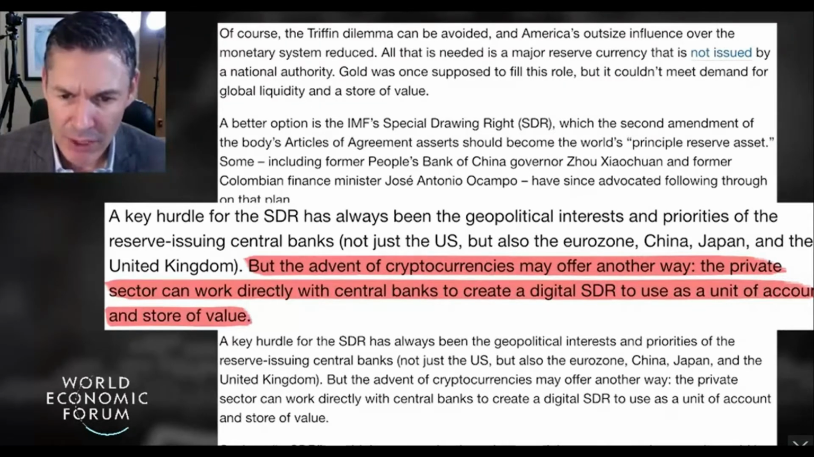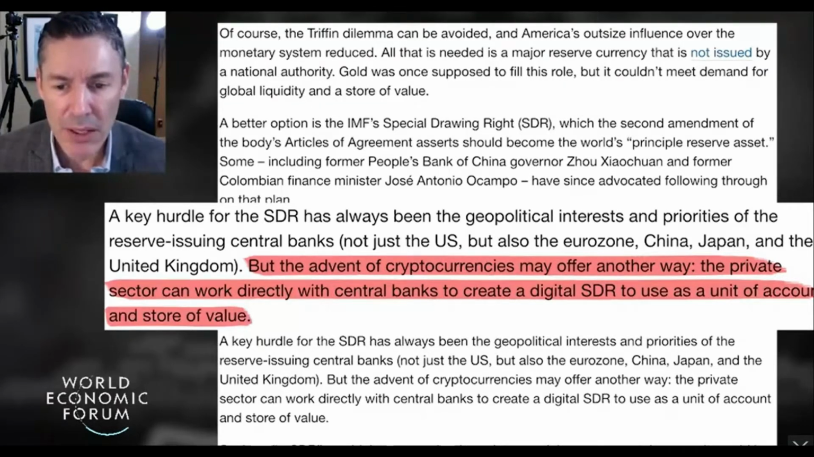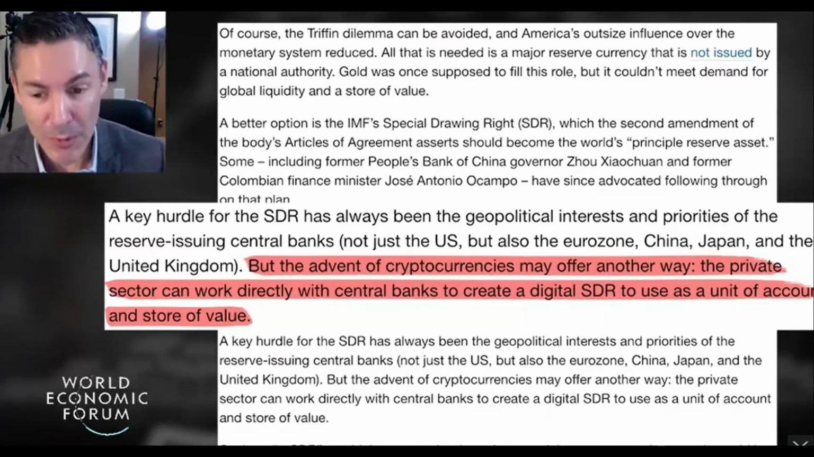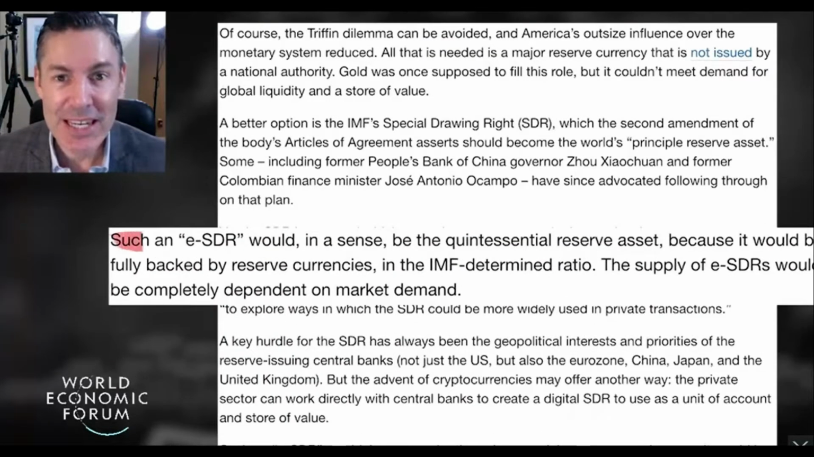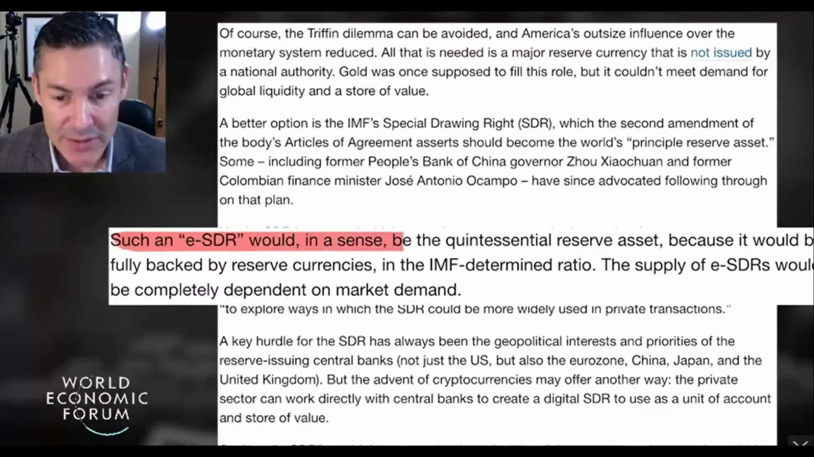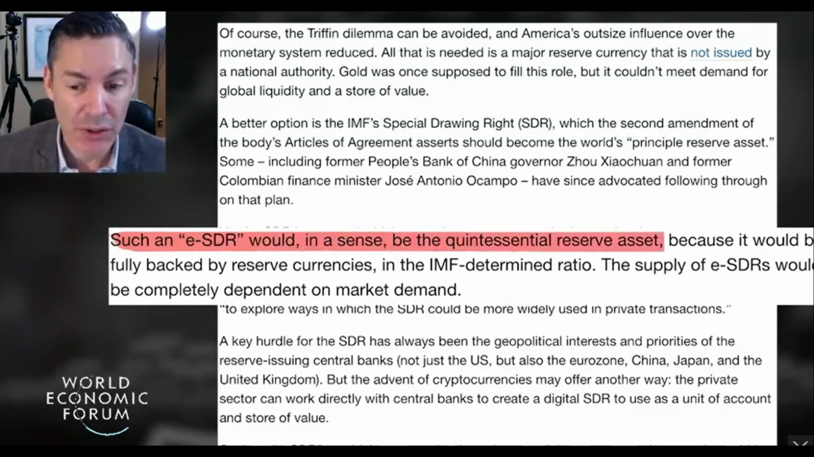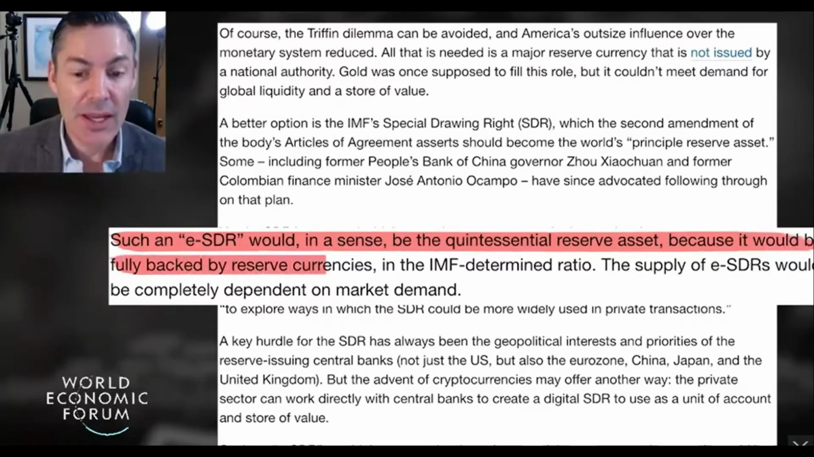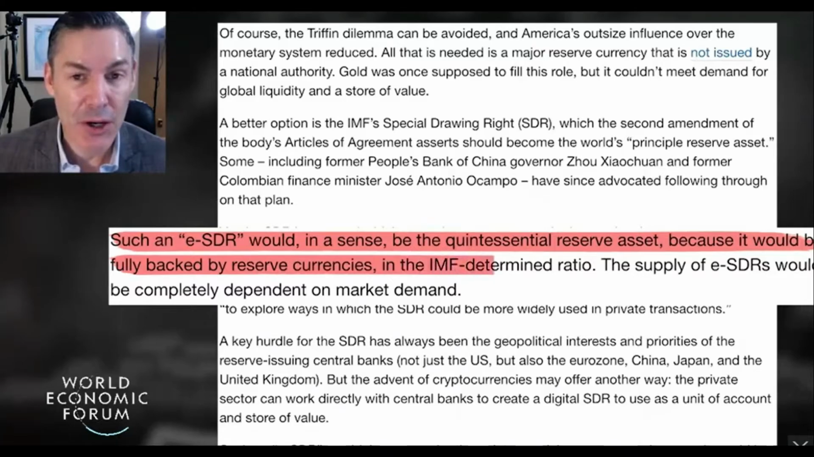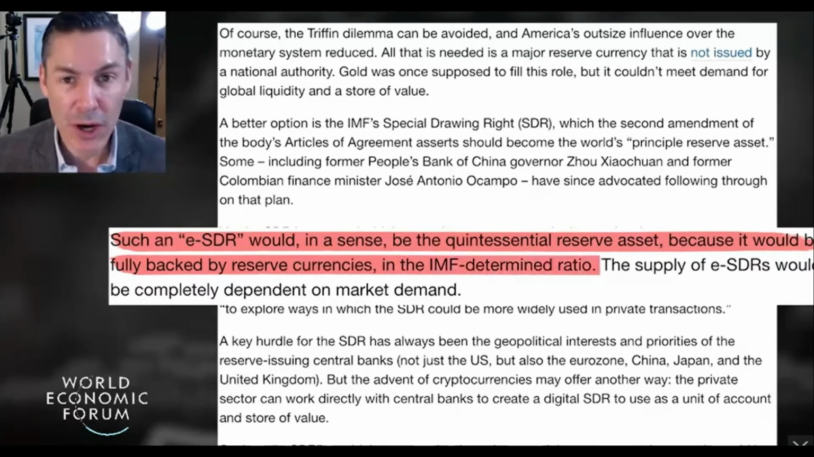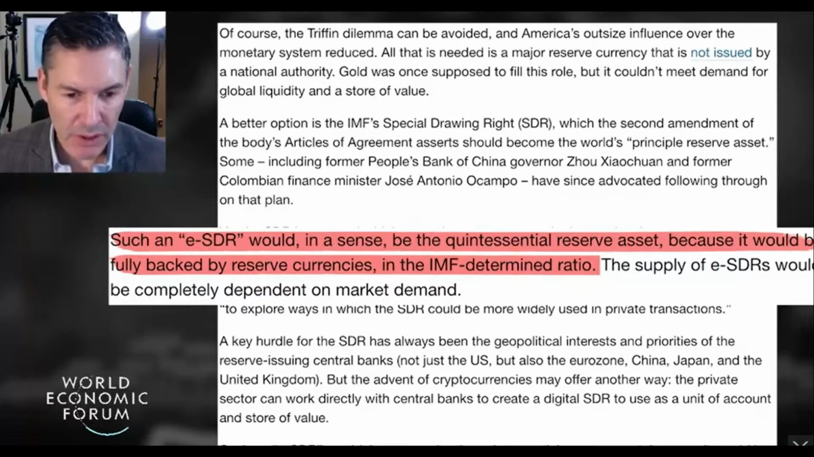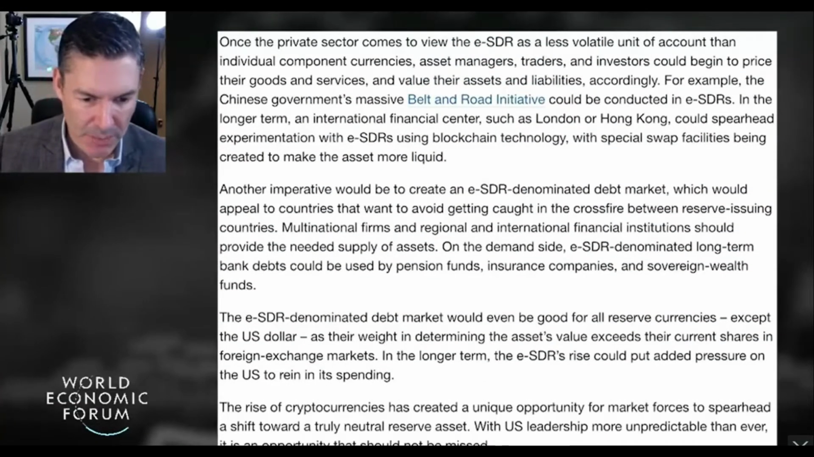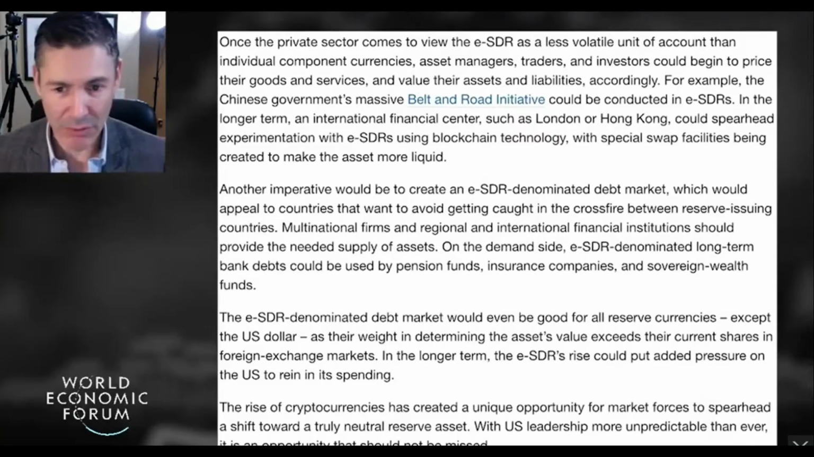I don't know how the private sector would do that. I do know how the central bank and the IMF and the World Economic Forum would do that, though. He's calling this the eSDR, and it would, in a sense, be the quintessential reserve asset because it would be fully backed by reserve currencies in an IMF-determined ratio. So regardless of who creates it, he points out that the IMF would control it. And I want to point out lastly that Klaus finishes the article, or again, I'm not sure if Klaus wrote this, but I think everything's approved by him.